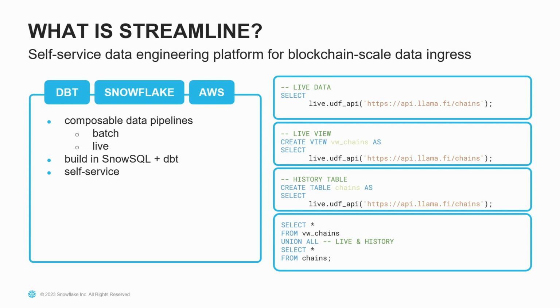We can use the same query, add a create view statement to it, and now it instantly becomes a live view. So anyone querying this view will instantly get live data. Simply change that one line of code, add a create table statement to it, and we suddenly have a historical table. So we're reusing the same query over and over again to build different data pipelines and different types of objects. We can also use a union all to combine both live and historical data into the same view or table. So that's the power of the composability of DBT, SQL, and Streamline.